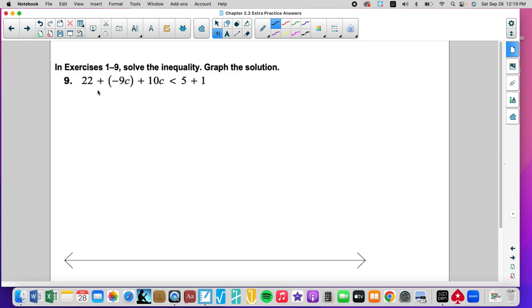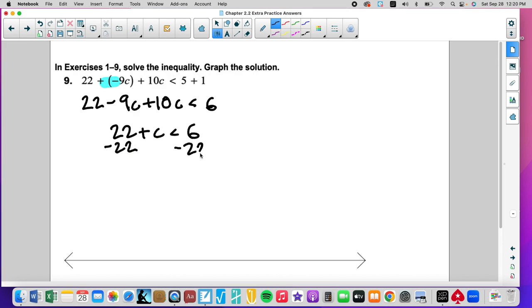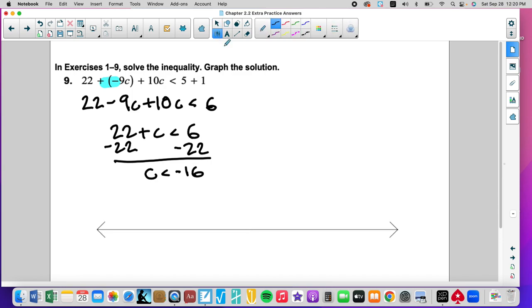Oh, lots of crazy stuff. So first thing I'm going to do is combine these two signs. We have double signs. Plus a negative is minus 9c plus 10c, and is less than 6. We can simplify this. Now we're going to combine these variables. 22 plus c is less than 6. We'll subtract 22. C is less than negative 16. 0, negative 16, open circle, going to the left.